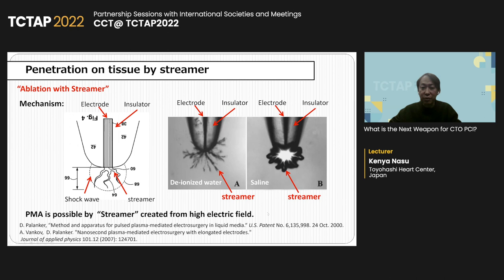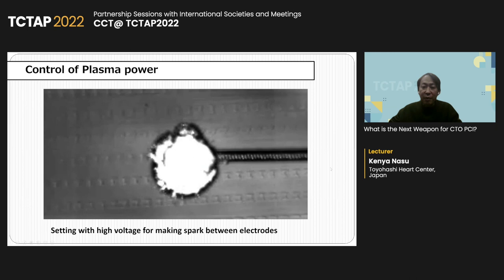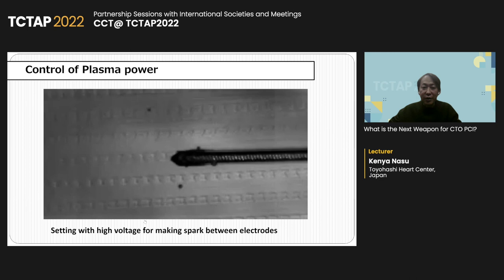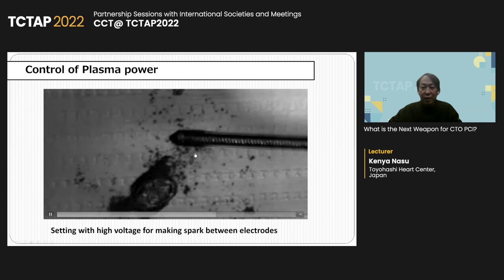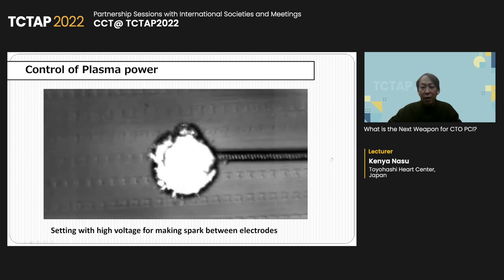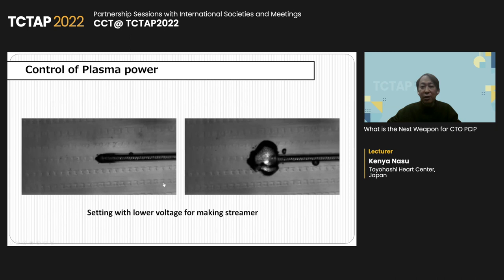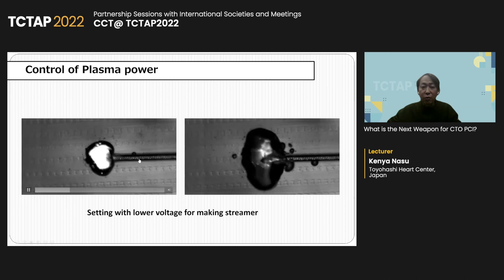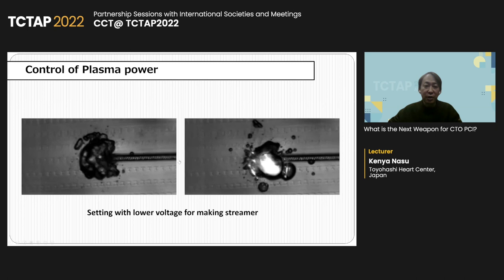Also, we should control the plasma power. We used very high voltage in the past generation. In this movie you can see the bump, and also the movement of the tip of the guide wire. That means the position of the guide wire tip is not stable. However, in the second generation of the plasma wire, the current system, you can see some lights, like a machine gun, but the tip of the guide wire is always stable. That means we can operate appropriately using this streamer phase of the plasma mediated operation system.